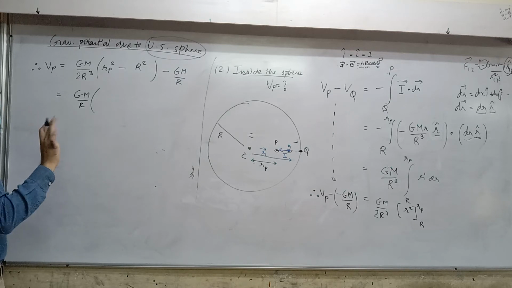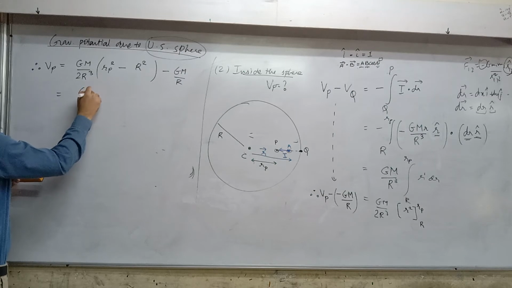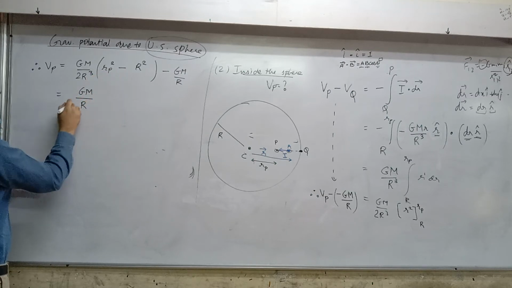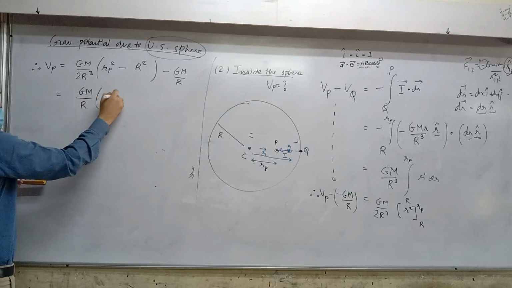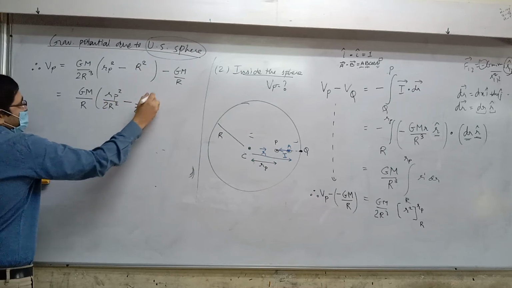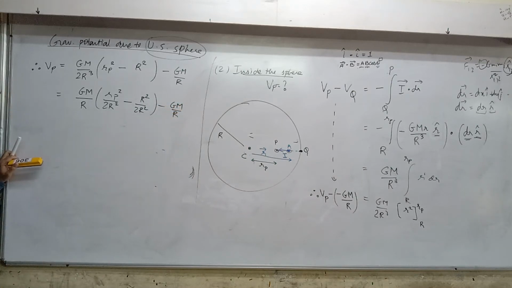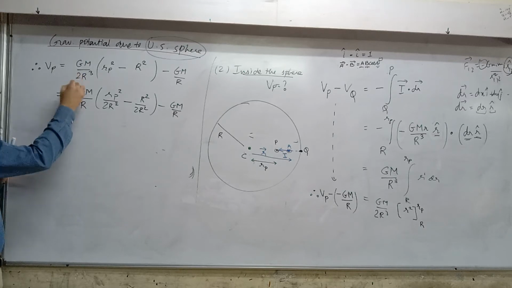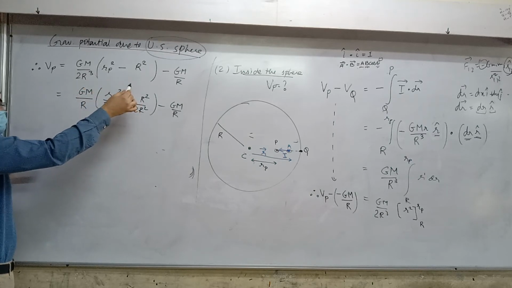Okay, taking GM by R as common is a good way to do it, but not the shortest. Let's play a slight trick here. I am going to write this as GM by 2R here, or let me even multiply the 2 inside. So this shall become as follows. Raise your hand if you understood this. What has been done? From 2R cube, I took out 2R and left only R. 2R square is multiplied inside the bracket.